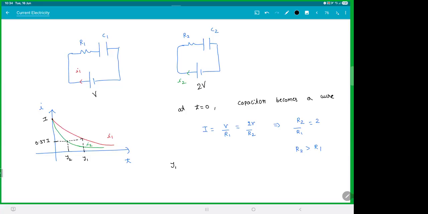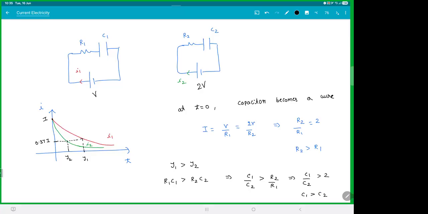So for the first circuit, the time constant is greater than the second circuit, which is R1 C1 greater than R2 C2. But I already know the relation between R1 and R2. How much is that? So C1 by C2 is greater than R2 by R1, which is 2. So C1 by C2 is greater than 2. So obviously C1 must be greater than C2. All clear with this? You can do that.